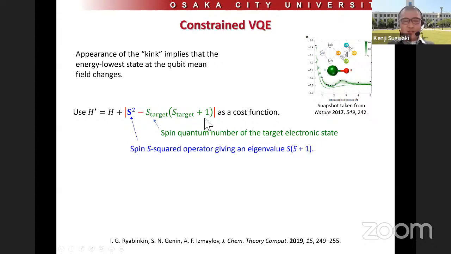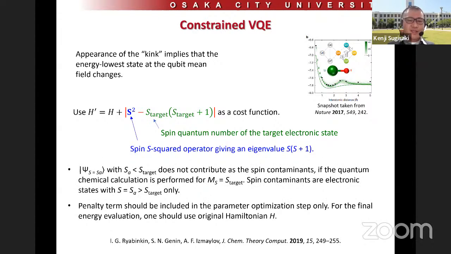By setting this, the electron states having a different spin quantum number than the target state will have their energy pushed up by these penalty terms.